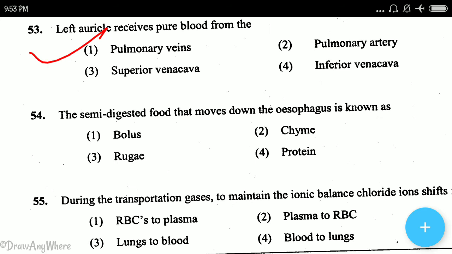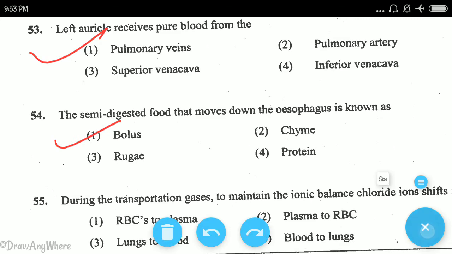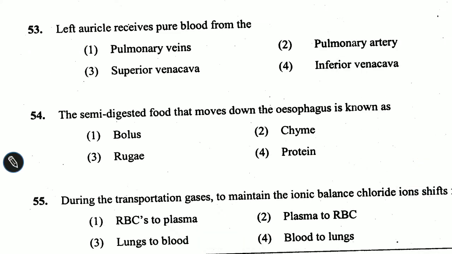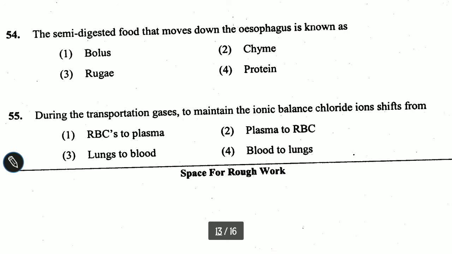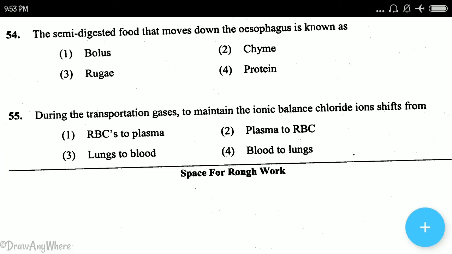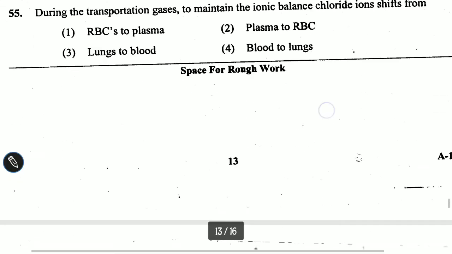the pulmonary vein. Now coming to the next question, the semi-digested food that moves down the esophagus is known as, very easy, the bolus. Now coming to the next question, in the transportation of gases, to maintain the ionic balance, chloride ion shift, actually it shifts from plasma to RBC. So from plasma to RBC.